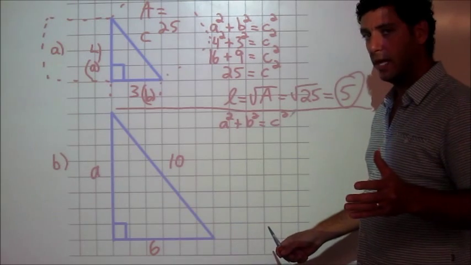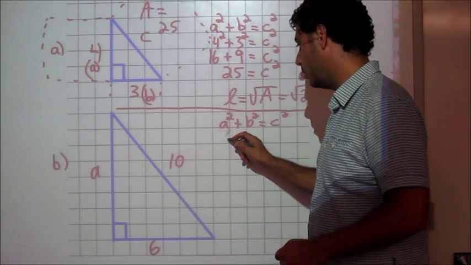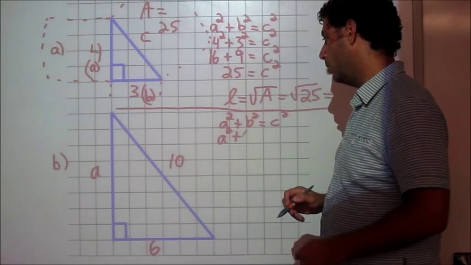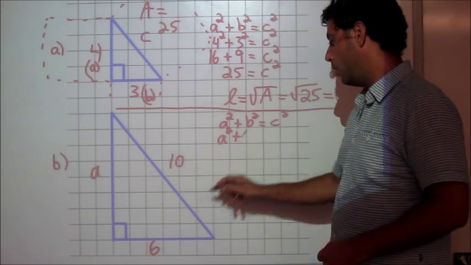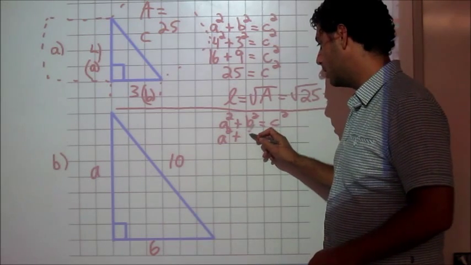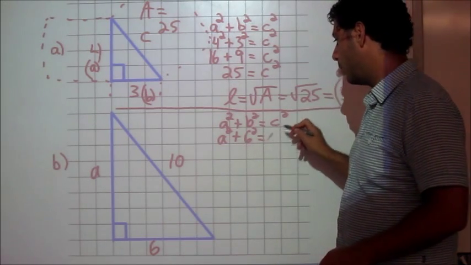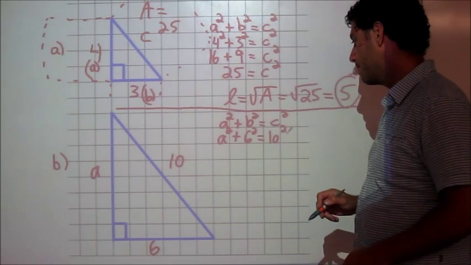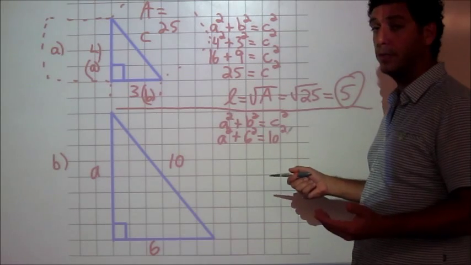So I'm just going to plug in the values that I know, and then we'll solve it. So we don't know what A is. We do know that A squared plus B squared is going to equal C squared. We know what B is. B can be this number 6. And we know what C is. C is 10. Okay? So now we just continue to solve what we do know.